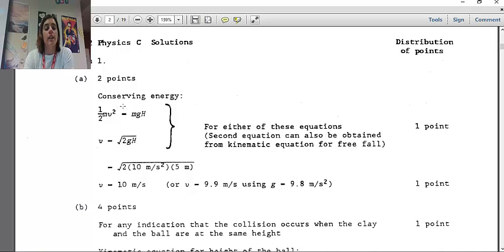So we know that the velocity with which the ball hits the ground is going to be related to the initial potential energy that it has, because energy is conserved. So we can solve for V, and we can plug in our numbers, and so we find V is 10 meters per second if you use g equals 10. If you use g equals 9.8, then your velocity is going to be 9.9 meters per second. They did accept both, even though the question said use 10. So finding the correct velocity also got you a point.